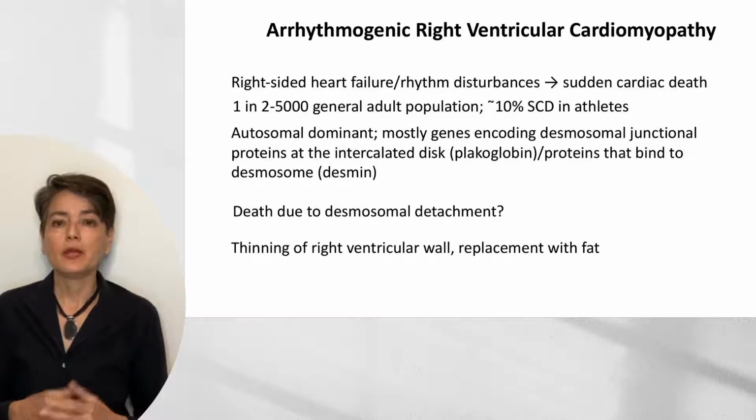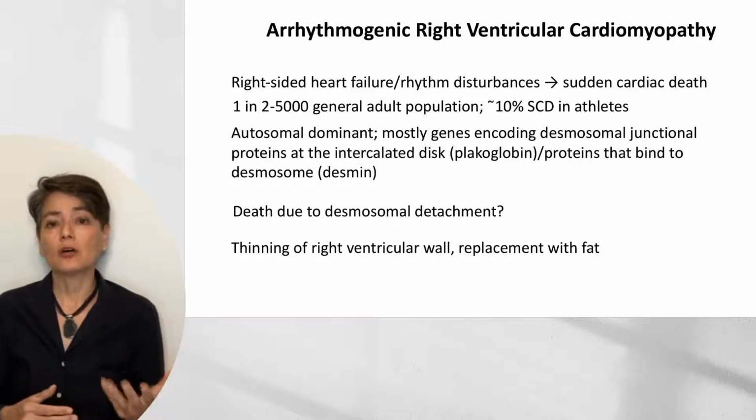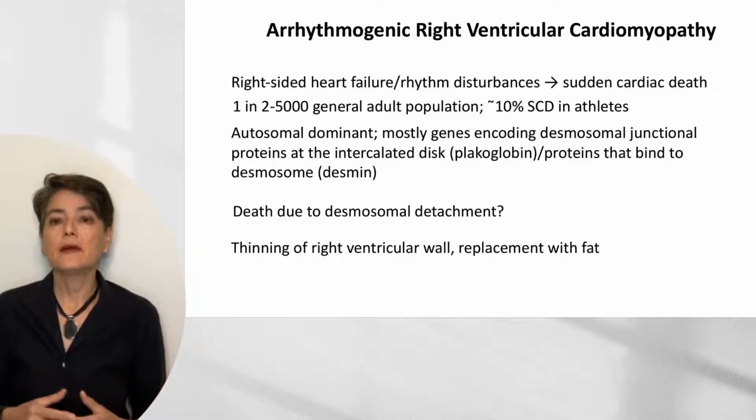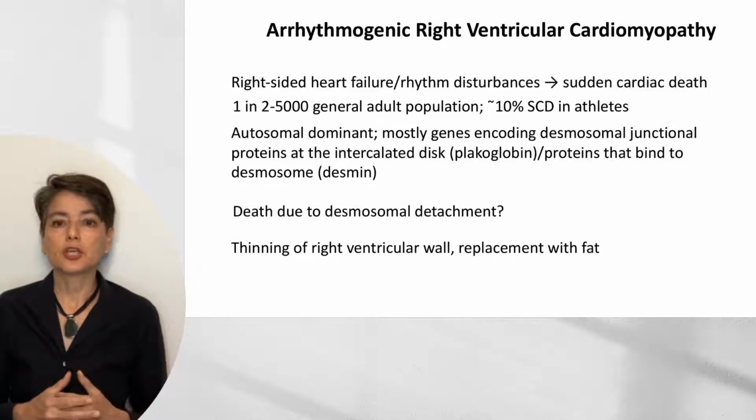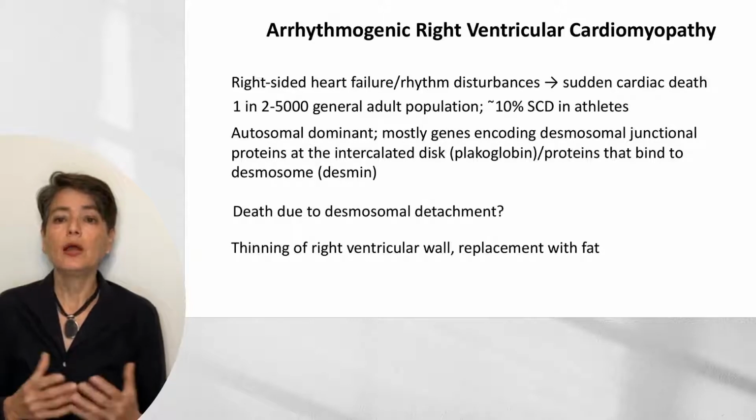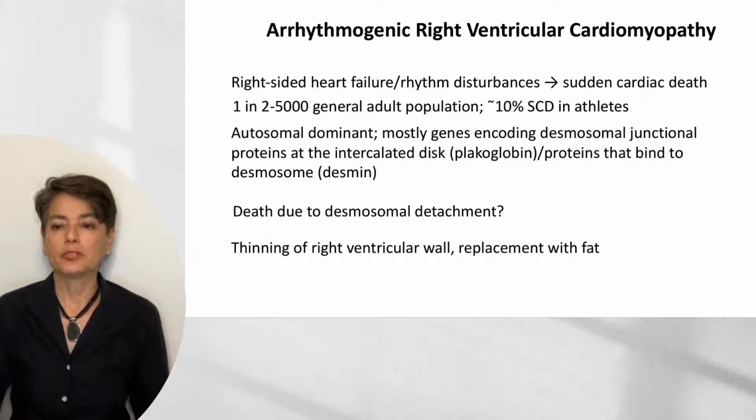and we think that perhaps this is due to desmosomal detachment. The reason we think so is because this autosomal dominant disease is typically due to genes that encode desmosomal junctional proteins at the intercalated disc or proteins that bind to the desmosome. What we'll see morphologically will be thinning of the right ventricular wall, replacement with fat, and a bit of fibrosis.